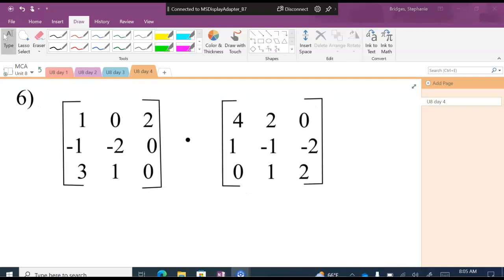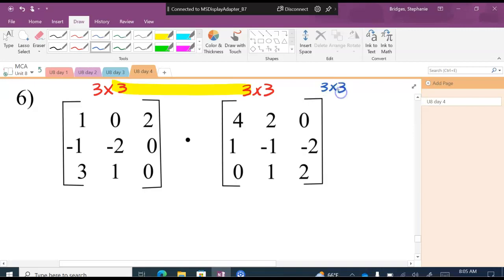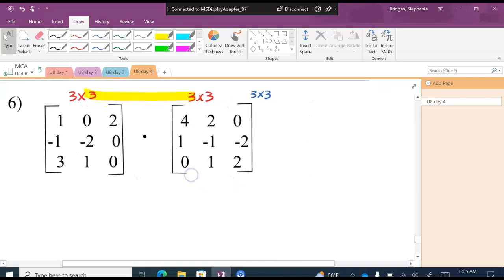Try that. So if we're doing a 3 by 3 times a 3 by 3, it can be multiplied because the columns and the rows match. And what size is our answer going to be? It's also a 3 by 3. So I now have 3 rows and 3 columns. So when I set my chart up, I need to make sure I do each.